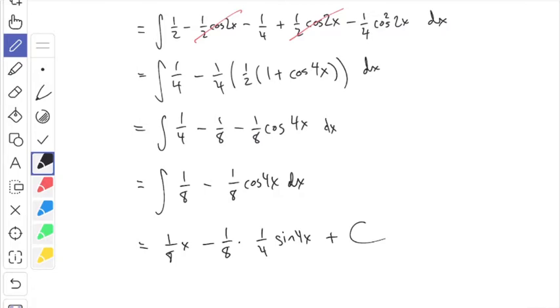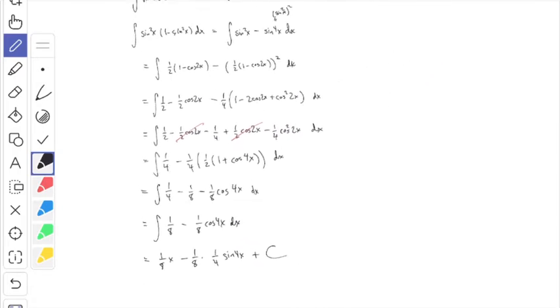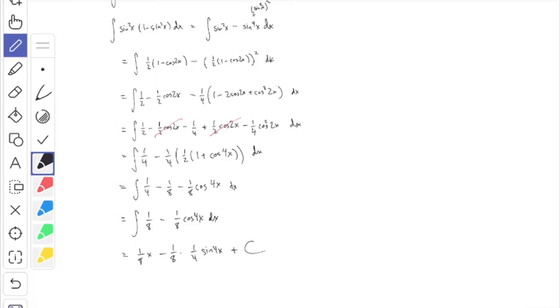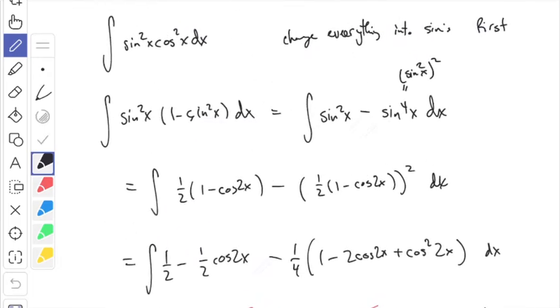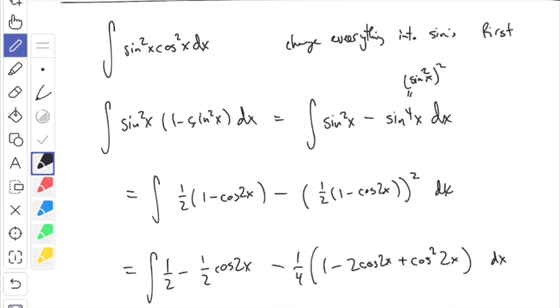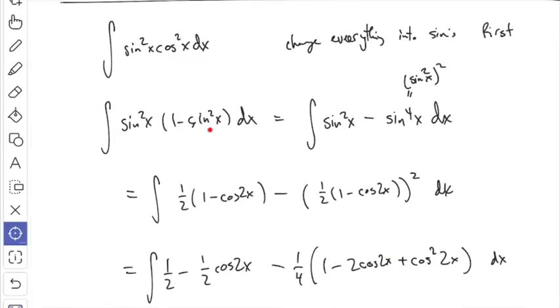Any thoughts about that? Any questions about that one? I got one for you all to try, but I got a question. Yes. So I know when we changed the first thing from sine squared x, cosine squared x to sine squared x, we changed the cosine to the sine. I know how we got it, but why do we do this, 1 minus sine squared?